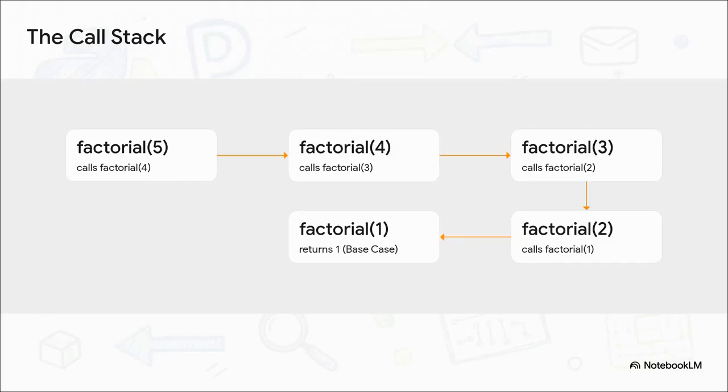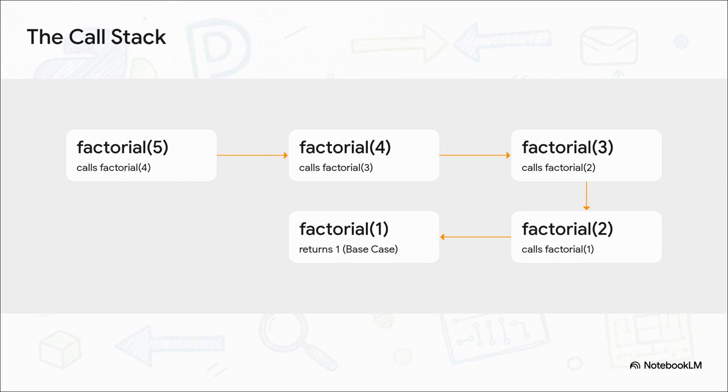So let's trace it out. If we call factorial of 5, it immediately calls factorial of 4. That one calls factorial of 3, and this goes on, diving deeper down the rabbit hole until we finally hit factorial of 1. Right there, it hits our base case and gets a real answer, 1.